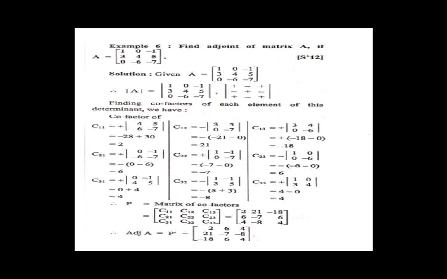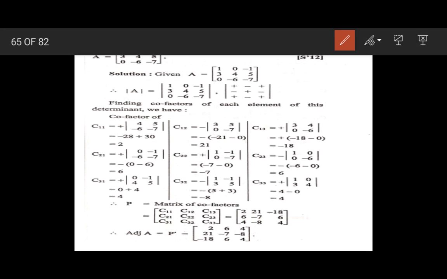See one more example. Again the question is: find the adjoint of a matrix A. So if A is a matrix of 1, 0, minus 1, 3, 4, 5, 0, minus 6, minus 7, then find the adjoint of matrix A. So first we have to write the sign. Then find the cofactor of each element of the matrix.